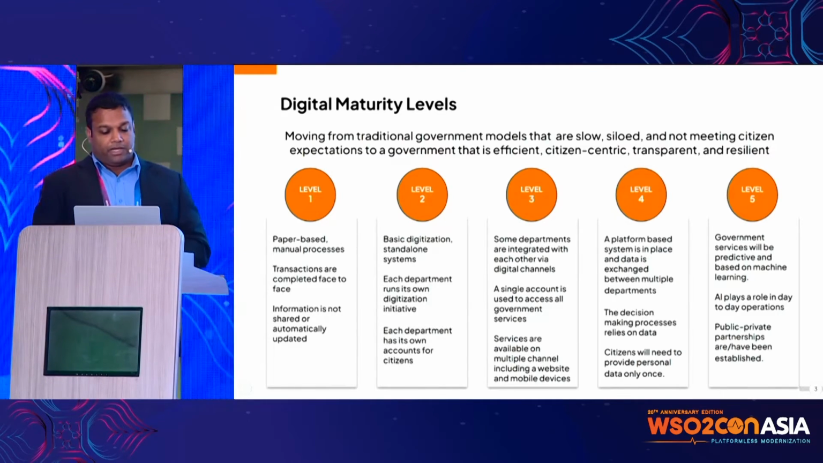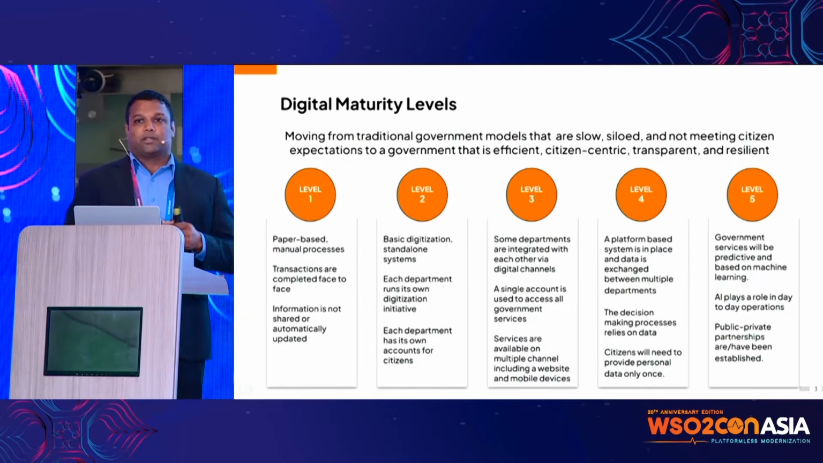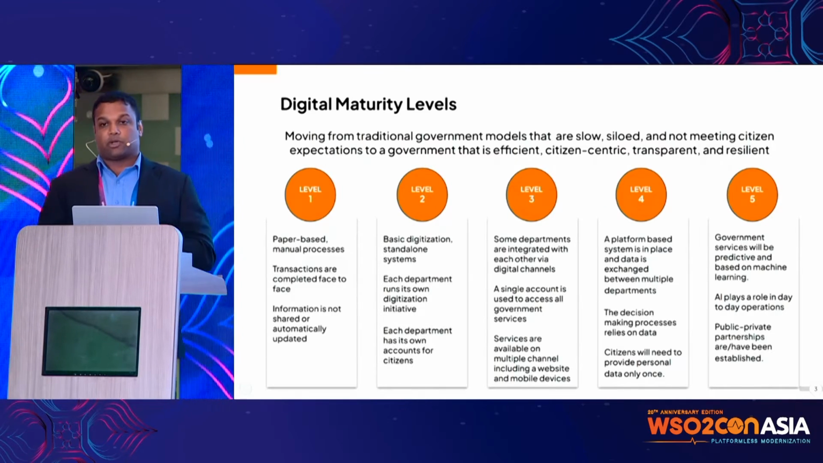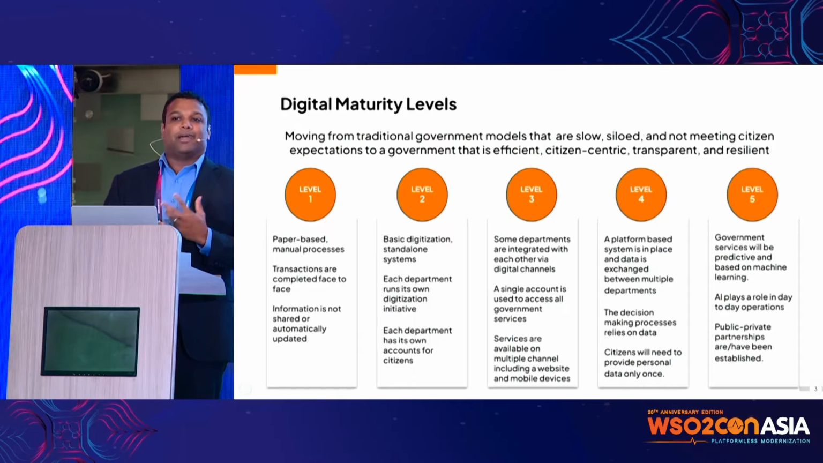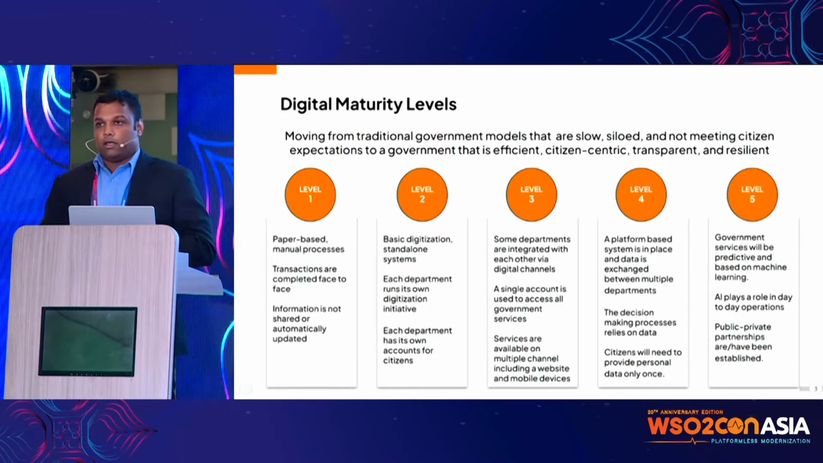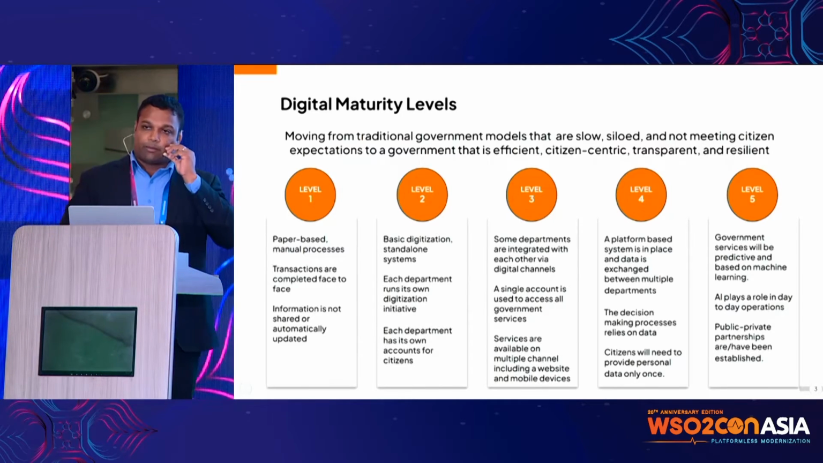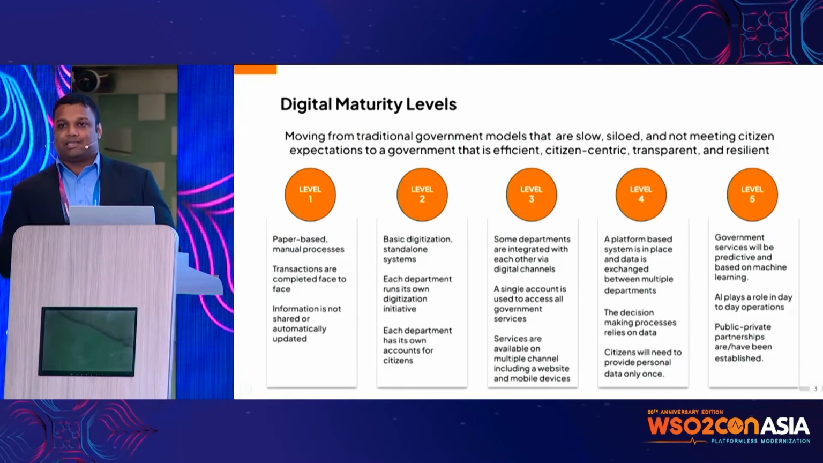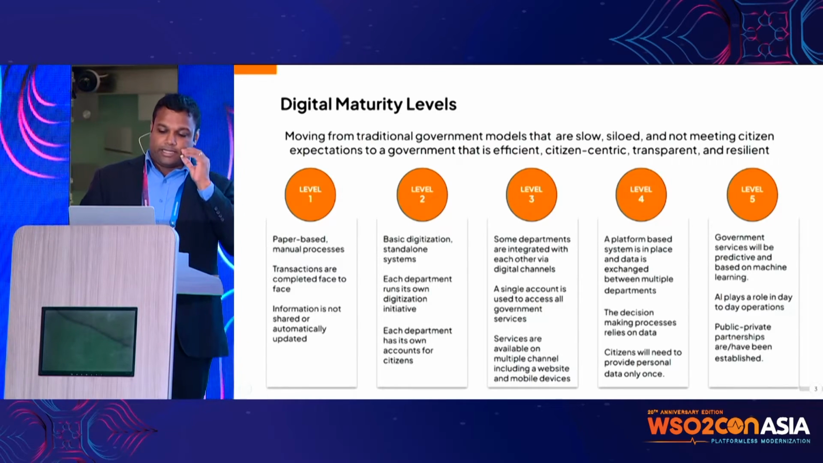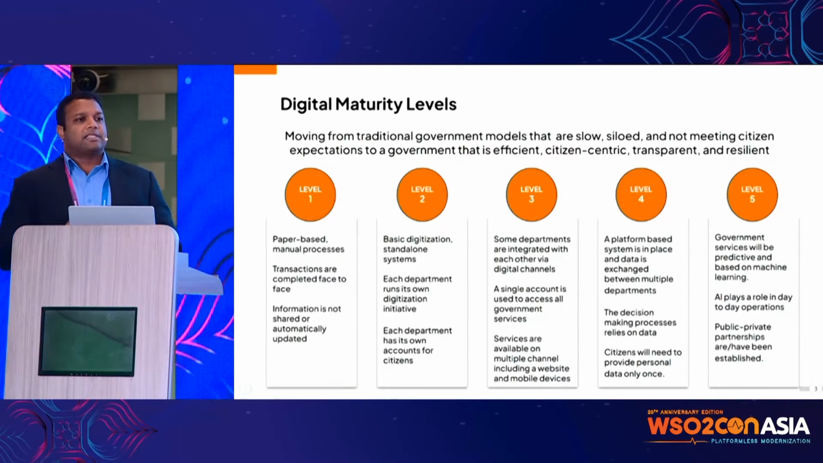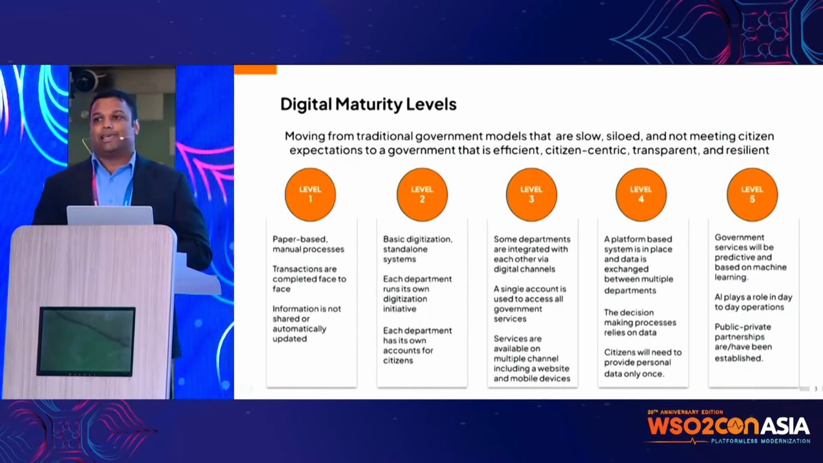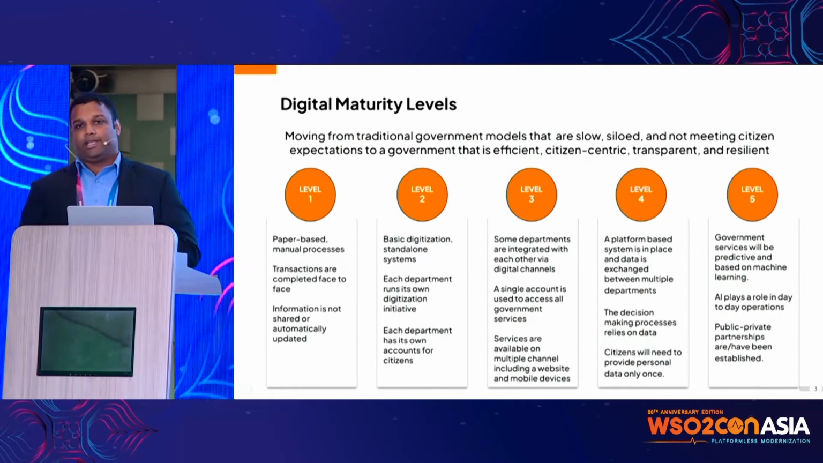Level 3 would be where some departments are integrated and they cater to use cases which require information to be shared by a number of different agencies. From a citizen's perspective, that means there is one user account to access all those capabilities, and things are a bit easier. Services are available online. They are available 24/7. You can access them from anywhere on any device.